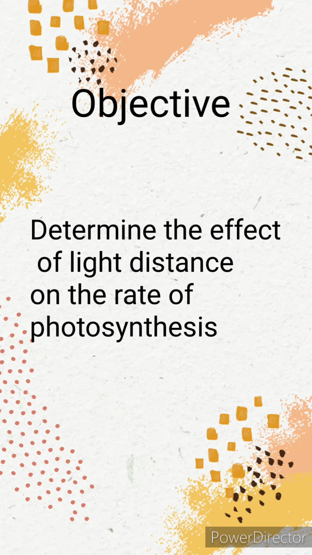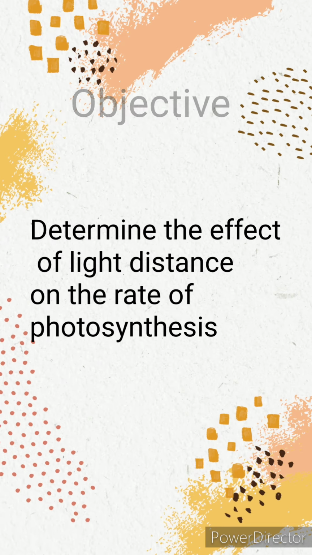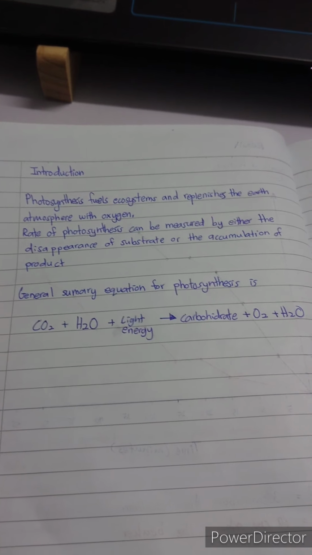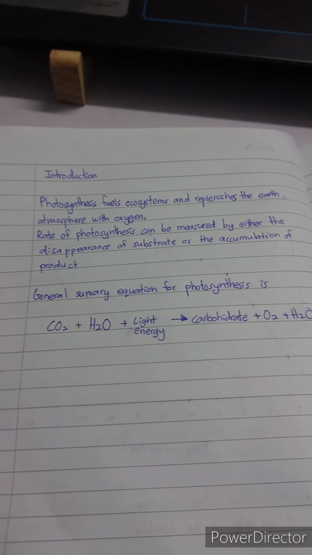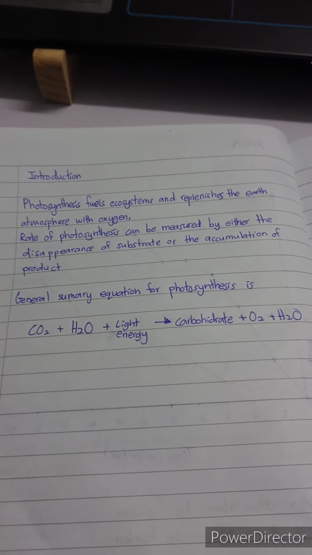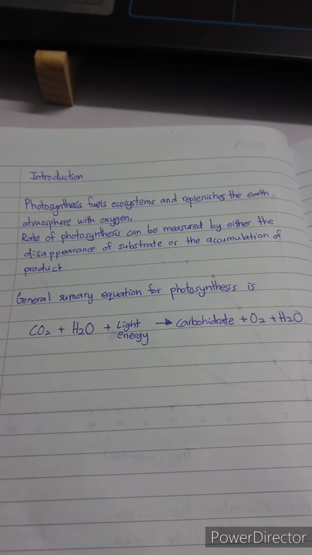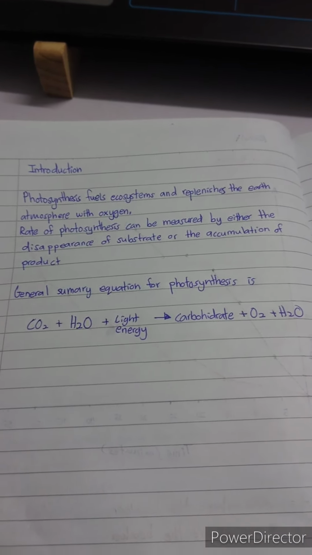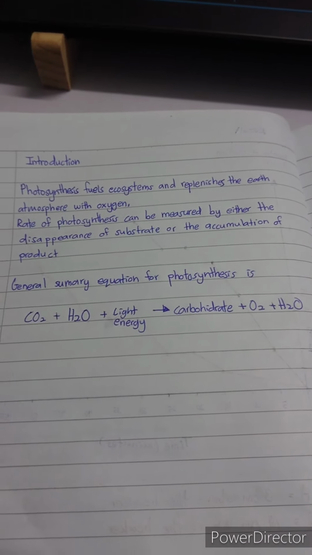Objective: determine the effect of light distance on the rate of photosynthesis. Introduction. Photosynthesis fuels ecosystems and replenishes the Earth's atmosphere with oxygen.